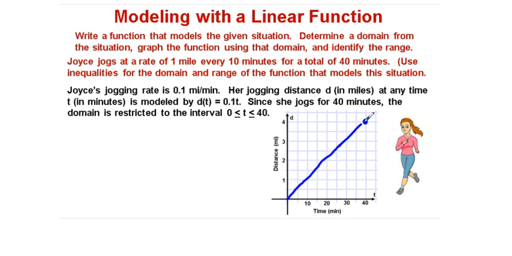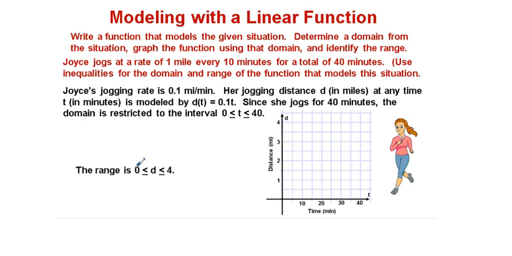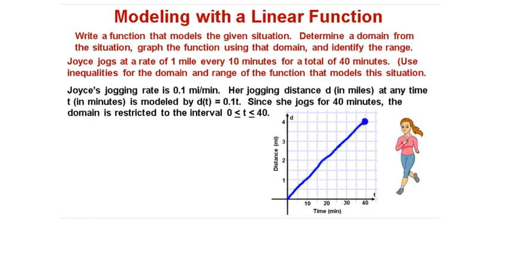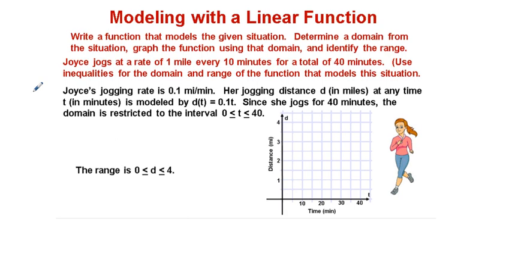So that's what it'll look like. Again, restricted domain. Okay, and then what is the range going to be? Well, the range is going to be, I have it right here. The range is going to be from 0 to 4 miles. So that's where we get the range: D is greater than or equal to 0, but less than or equal to 4. So that's where that comes from.